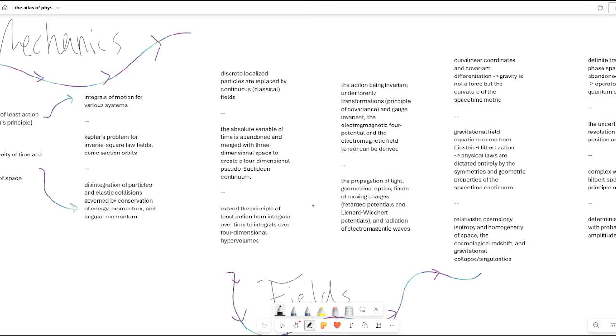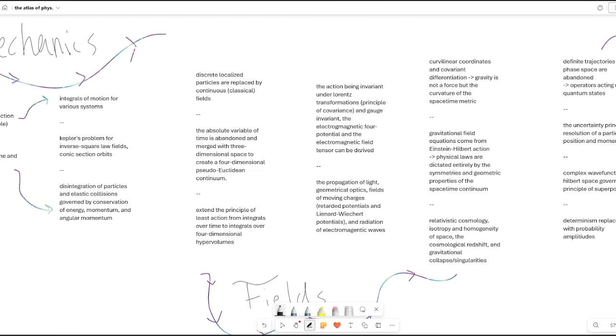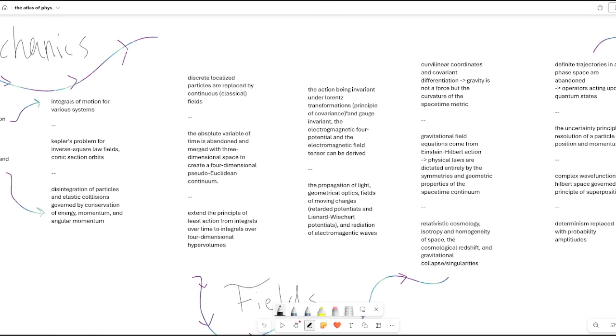What's important to note about continuous fields and the notion of space-time is that we begin with the principle of covariance, and four-tensors that transform under Lorentz invariance. And of course, the principle of least action extends from just particles and time to doing variations over four-dimensional volumes.